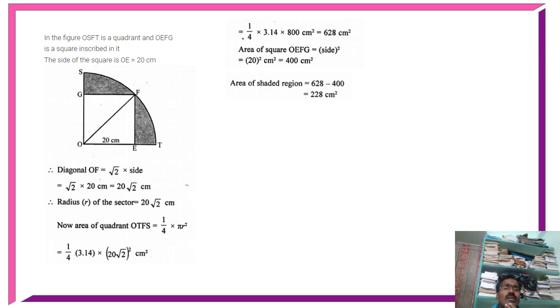Next, same model, students, we need to find the diagonal. Diagonal of a square is nothing but root 2 times the side; substitute, simplify. Same model we did: area of quadrant minus area of square. Area of quadrant we got by substituting 1 by 4 pi r square, 628 centimeter square. Area of square, side square, 20 square, 400. Final answer 228 centimeter square. We have done the same model.